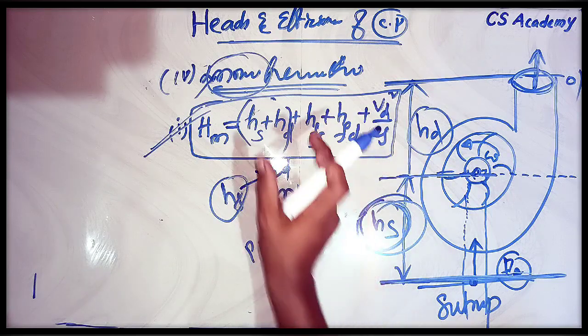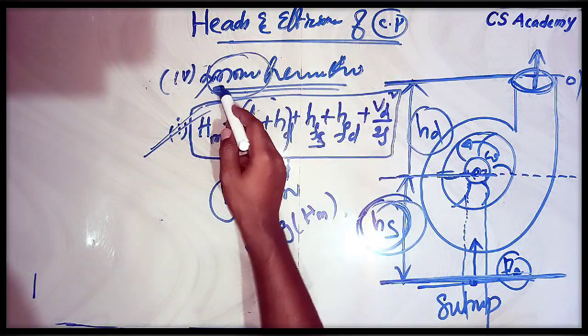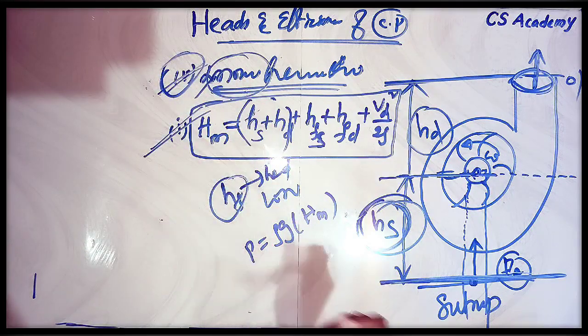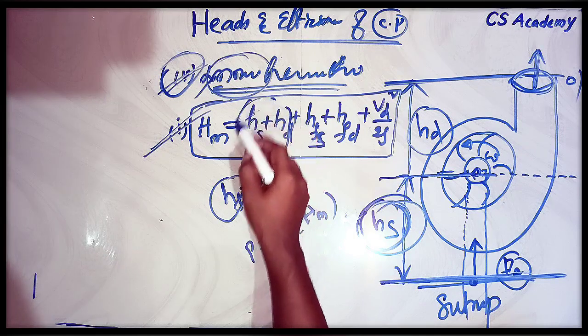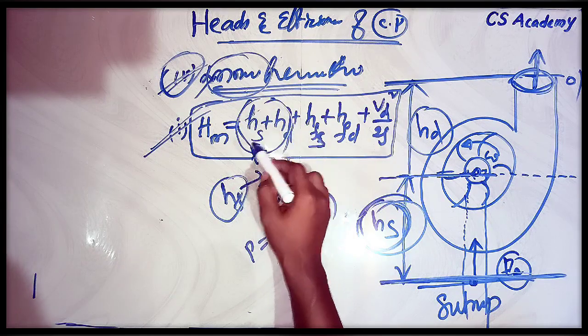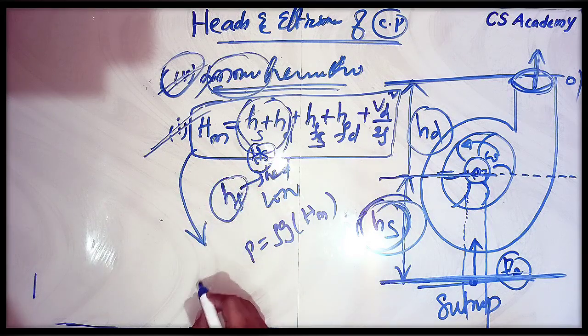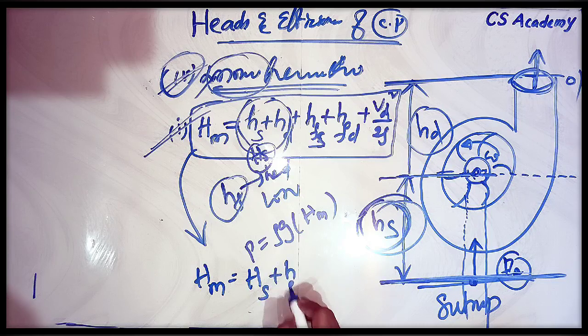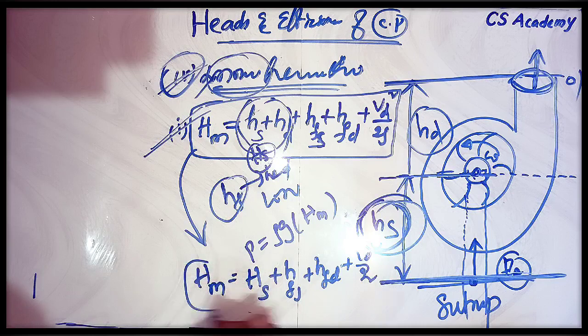Listen carefully, very very important. This is the manometric head. To calculate the efficiencies of the centrifugal pump, we use this manometric head. I told you about the suction head and delivery head. The summation of suction and delivery head is nothing but the static head, that is capital H suffix S. Yes or no? That means this manometric head can also be written as Hm is equal to Hs plus Hfs plus Hfd plus Vd square by 2g. This is the first way of calculating this manometric head.